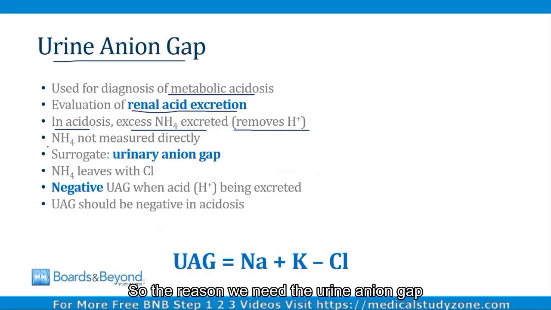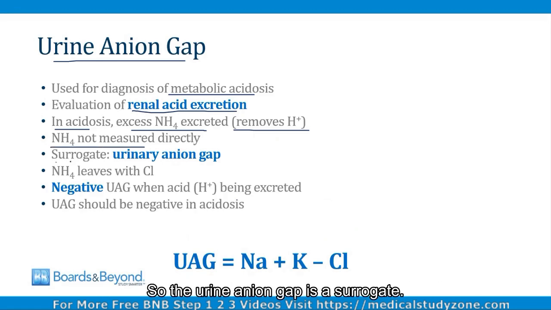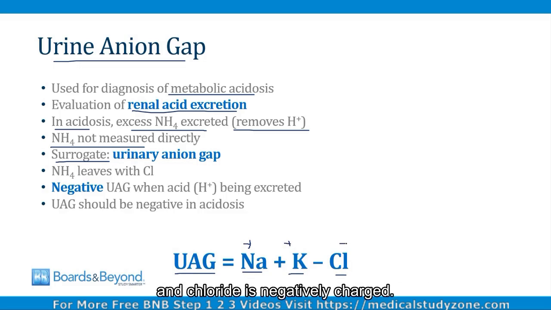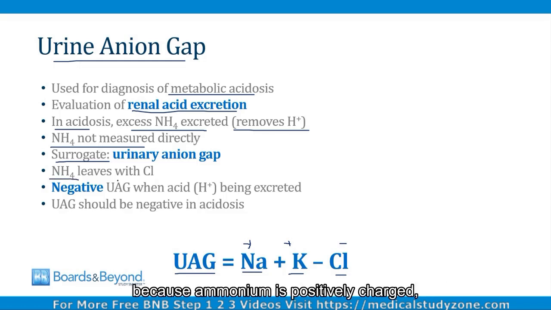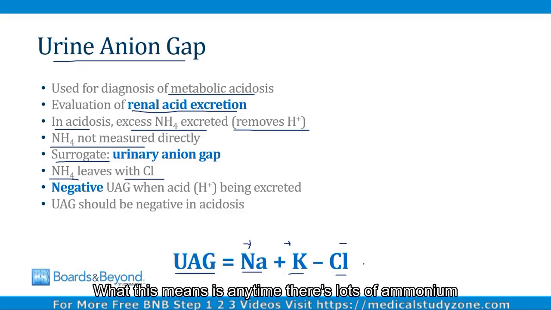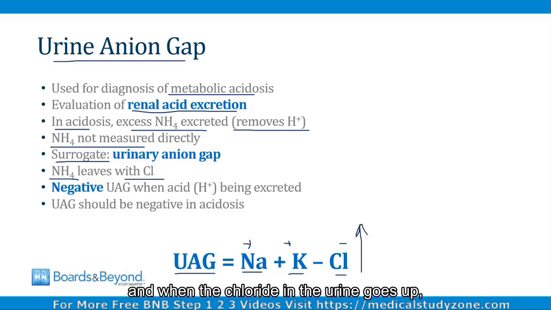So the reason we need the urine anion gap is because ammonium cannot be measured directly, so the urine anion gap is a surrogate. So if you look at the bottom of the screen, the urine anion gap is equal to the urine sodium plus the urine potassium minus the chloride. Sodium and potassium are positively charged and chloride is negatively charged. So when there's lots of ammonium going out in the urine, because ammonium is positively charged, it will bind with chloride, which is negatively charged. What this means is anytime there's lots of ammonium leaving the body, the chloride in the urine will go up. And when the chloride in the urine goes up, the urine anion gap will become negative.